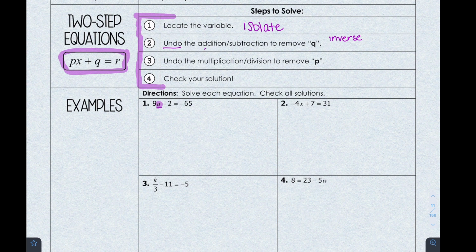So the inverse of addition is subtraction, and that goes the other way. The inverse of subtraction is addition. Okay, but what we're doing first, so here's how we want you to do this. Your very first step is always locate the variable, okay? These are our steps. We're trying to locate what we're going to isolate, okay? Then what we're going to do is we're going to use inverse to isolate the variable term.